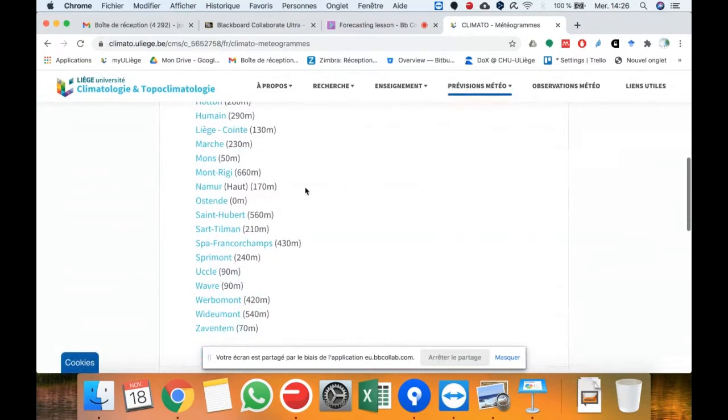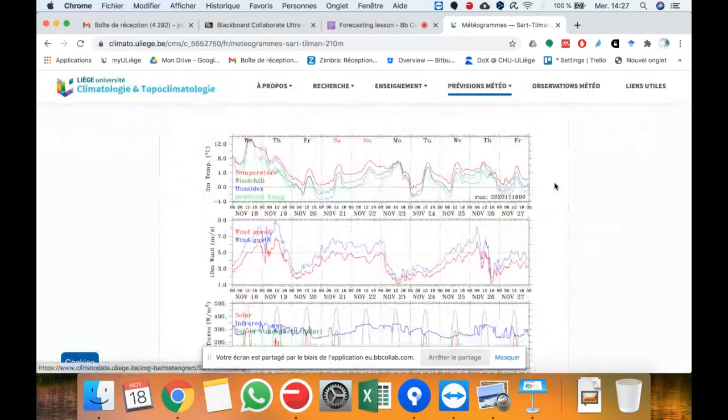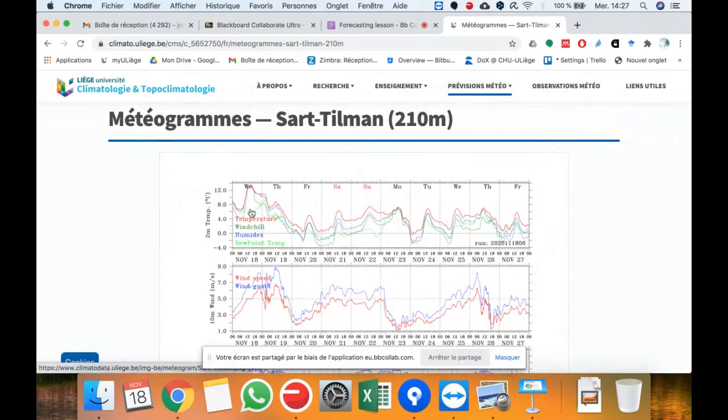So let's say that we are at the Sart-Tilman, for instance. You have several locations. So here is the Sart-Tilman. You have here the forecast for the temperature, here in red. From now up to here, the forecasting horizon is 10 days, because you see that you have a weather forecast for the next 10 days. And so you can see the air temperature here in red.